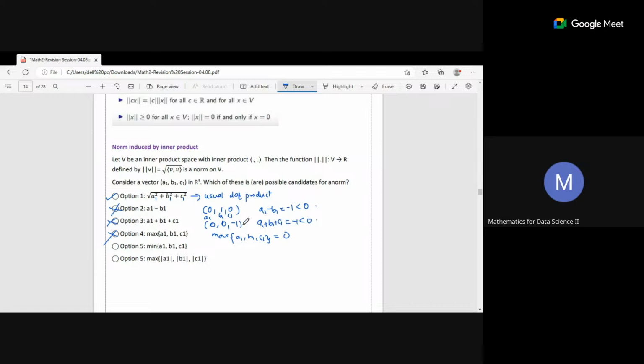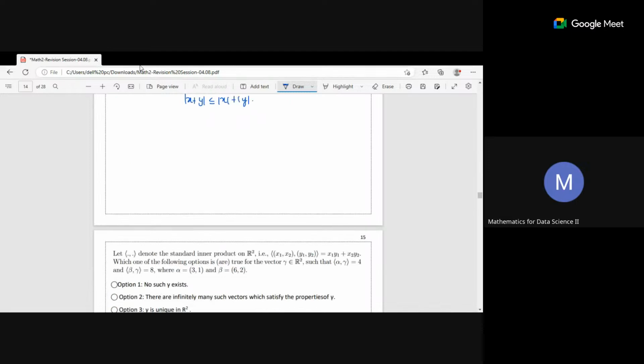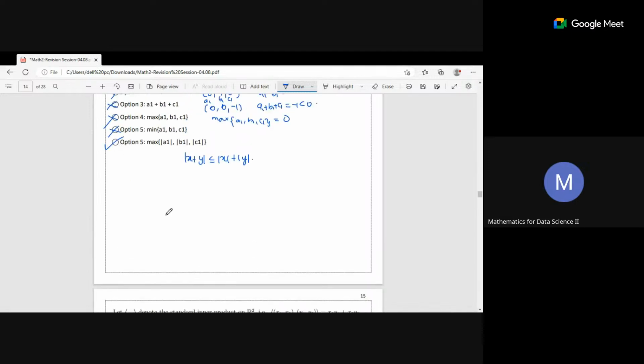What about this one? Minimum of A1, B1, C1. Again, for the same vector, you can take the minimum and you see that it is negative. So the positivity condition fails. Okay. What about maximum of modulus of A1, modulus of B1, modulus of C1? It is okay because modulus makes the negative one possible. So these conditions are obvious, and also this condition you can verify because for modulus, the triangle inequality is true, we know. So since modulus satisfies the triangle inequality, you can also derive that this is satisfying the conditions of a norm.